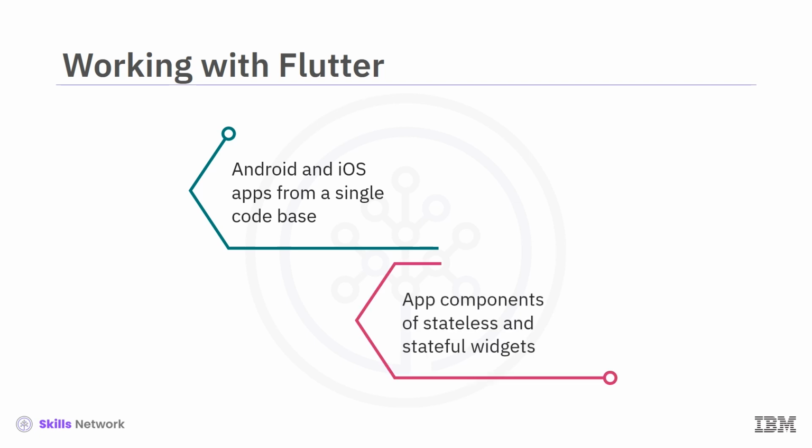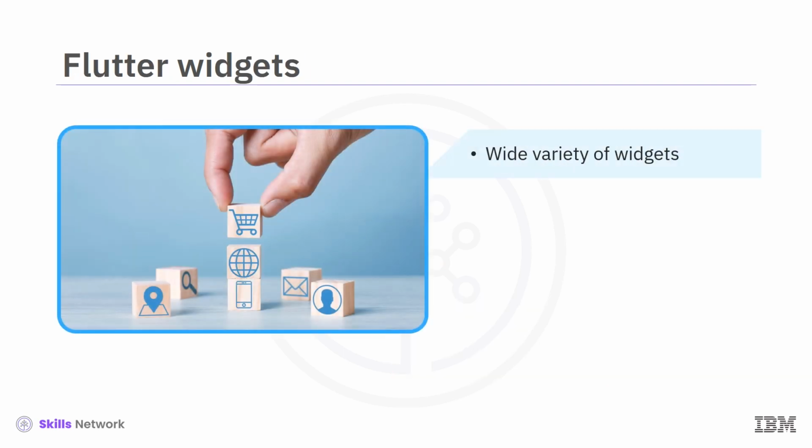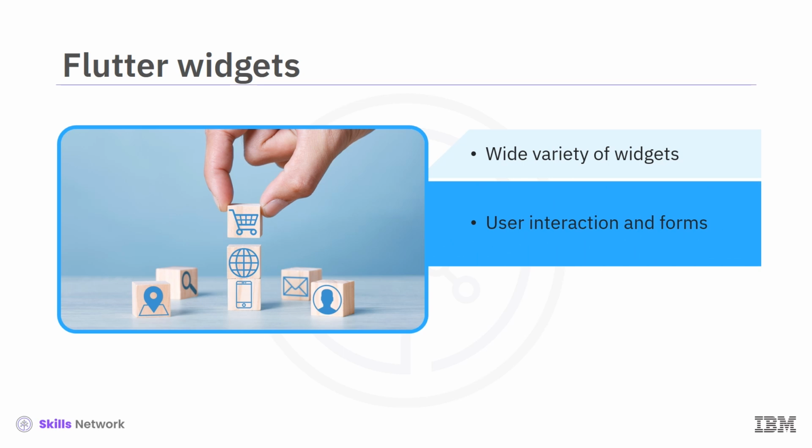In Flutter, all app components are widgets, forming the core components of your app. Flutter offers a wide variety of stateless and stateful widgets that help you build apps with responsive UIs and user-friendly navigation. Flutter offers a wide variety of widgets, including basic, layout, input, button, and list widgets. Each serves a specific function to build a responsive UI. User interaction and forms are enabled using basic widgets to create text input. And gesture detectors handle interactions such as swipes, taps, and long presses.